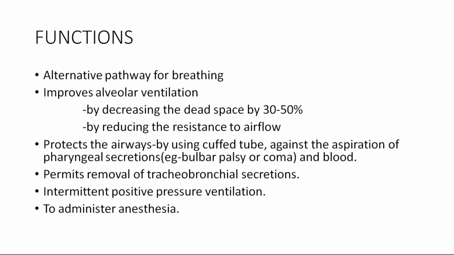And it also protects the airways, by using a cuffed tube, against the aspiration of pharyngeal secretions and blood. For example, pharyngeal secretion aspiration occurs most commonly in bulbar palsy or comatose patients. It also permits removal of the tracheobronchial secretions by using a suction cannula passing through the tracheostomy tube.